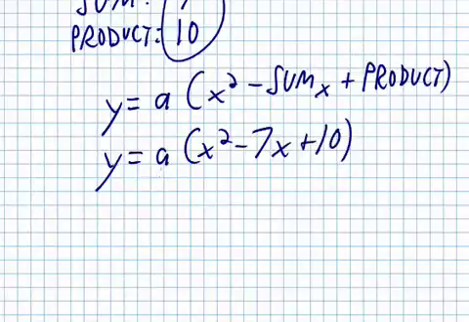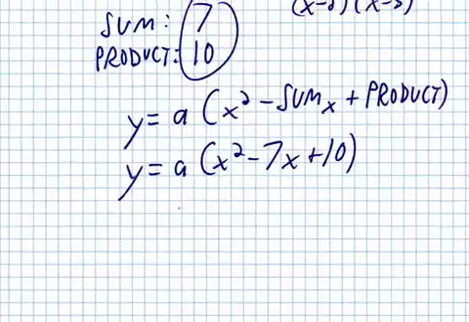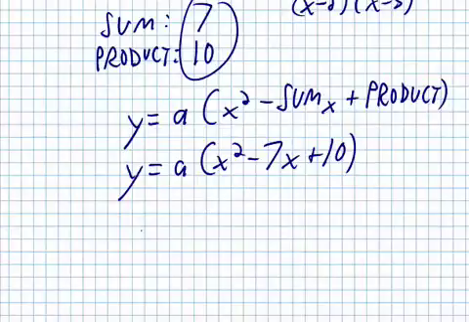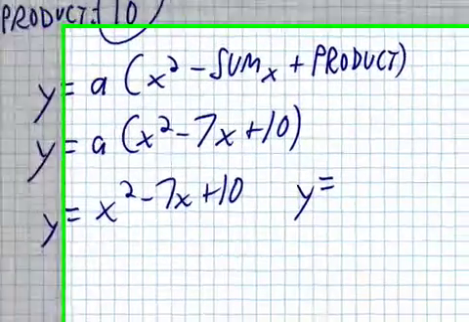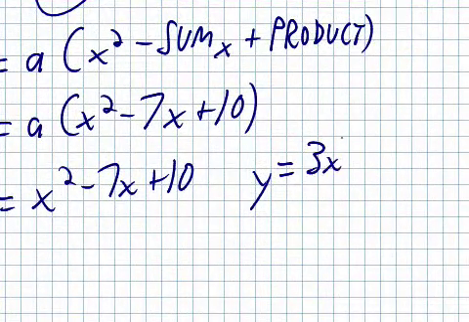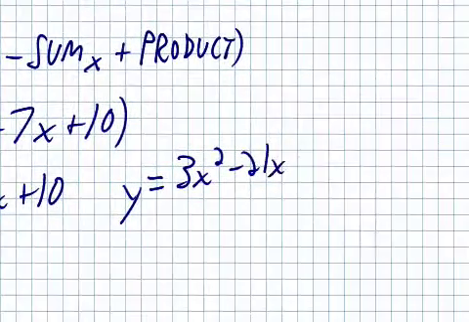Now, a could be any of infinitely many values, and the question just says find a quadratic with integer coefficients. So that a value could be 1, in which case we could just say y is equal to x squared minus 7x plus 10. That's one example. You could also make that a value be anything else you want, like maybe the number 3. 3x squared minus 21x plus 30.